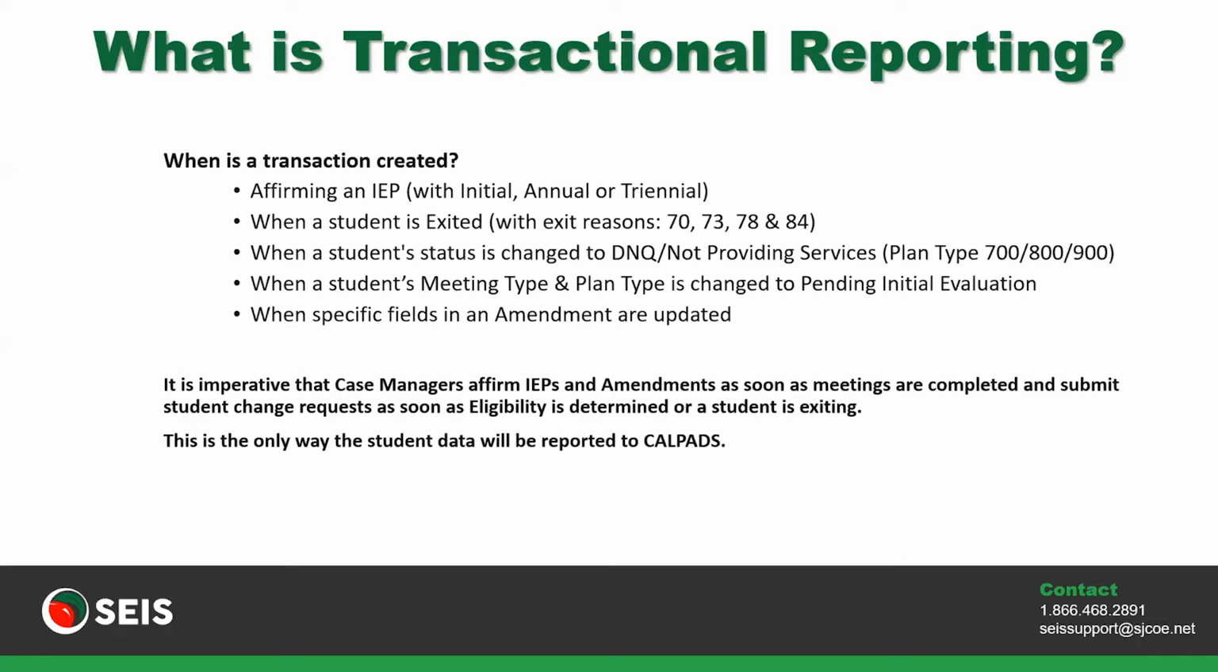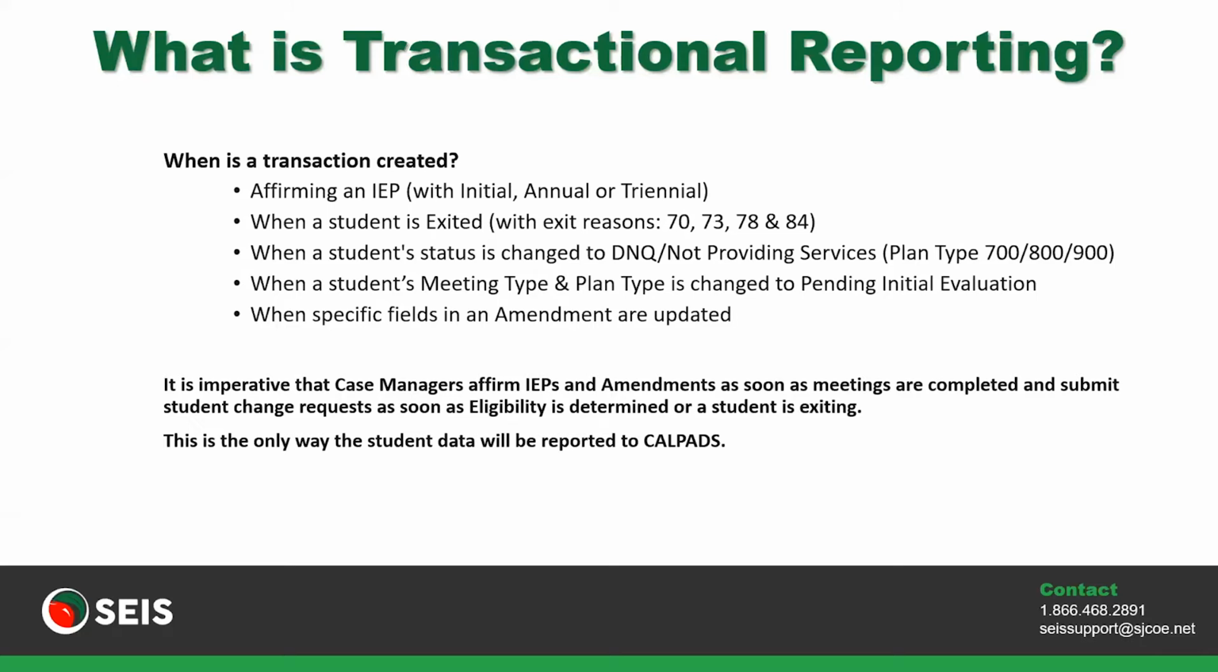You need to submit your student change forms as soon as eligibility has been determined, or you know that a student's going to be exiting. And then on the admin side, really making sure that you are processing those requests in a timely manner, again, to create those transactions. And then of course, monitoring your homepage notice to ensure that IEPs and amendments are being affirmed.